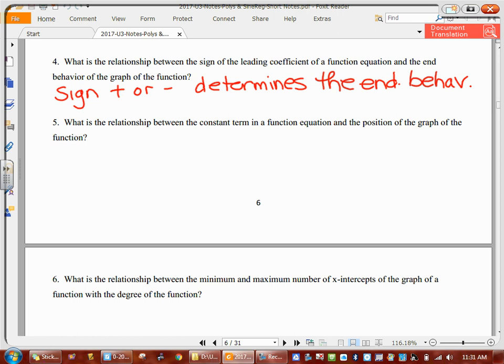Again, it's a degree 1 or degree 3. The constant term and the position of the graph. What do we know about our constant term? It is the y-intercept. So if it's the y-intercept, it tells you where you're locating your graph. Has the graph moved up and down from 0? Basically that is what it's showing you.